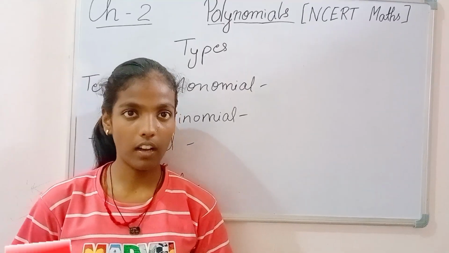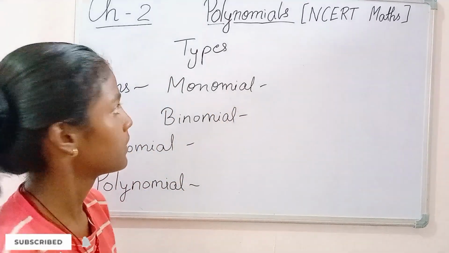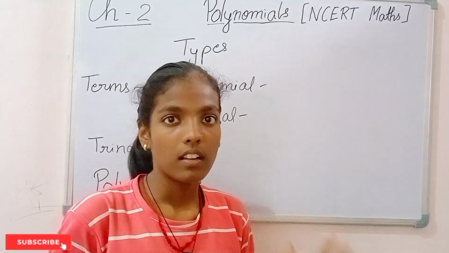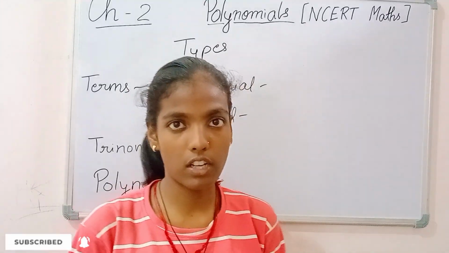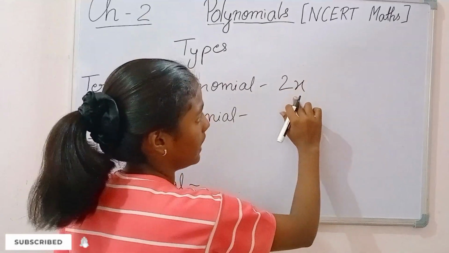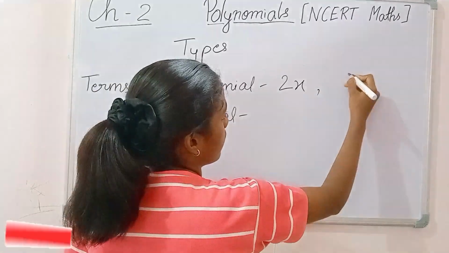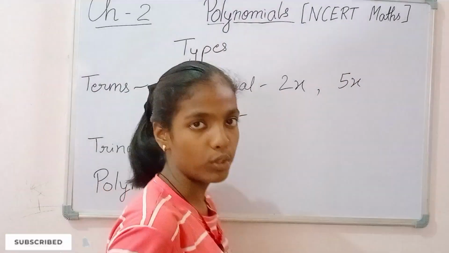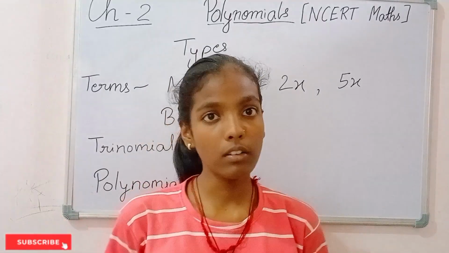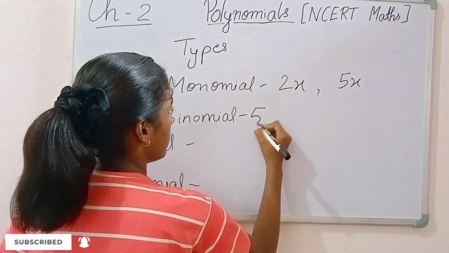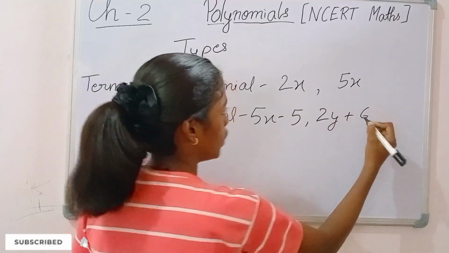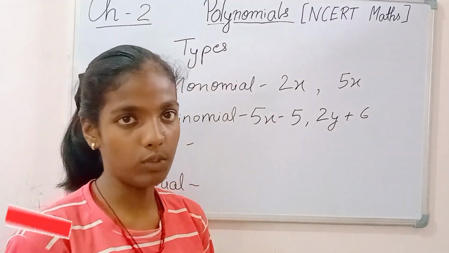Now we are going to learn types on the basis of terms. The first one is monomial. Monomial means an algebraic expression that has only one term. For example, 2x, it has only one term, that is 2x, and 5x. These are examples of monomial. Next one is binomial. Binomial means an expression having two terms. For example, 5x minus 5, 2y plus 6. These are examples of binomial.